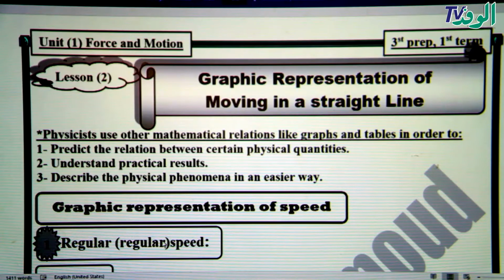We're going now to study lesson number 2 that talks about the graphical representation of moving in a straight line. Physicists use many tools to describe physical phenomena. Physicists use specific tools. From these tools are tables and graphs.